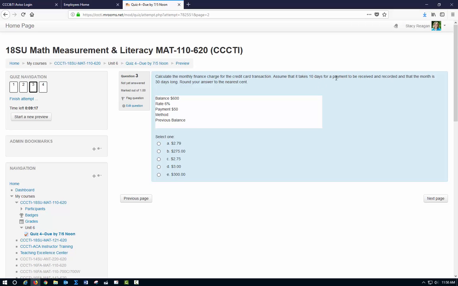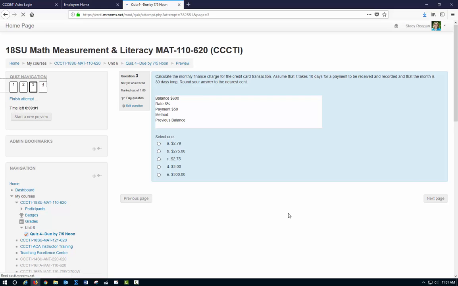The next one, calculate the monthly finance charge for the credit card transaction, and it tells you that it took 10 days for it to be posted, but it tells you that it's previous balance. So this is exactly like what you've been doing before. We even have the same interest rate. So 600 times 0.005 comes to $3.